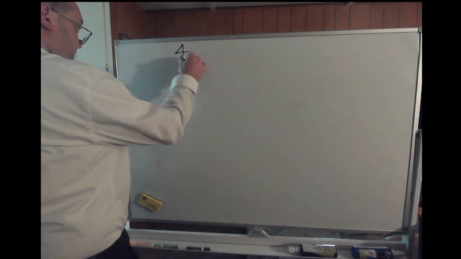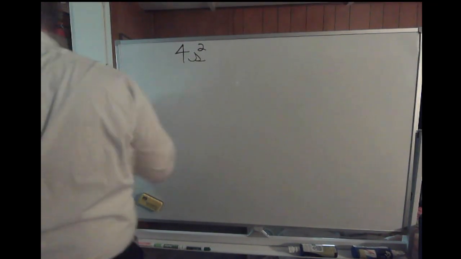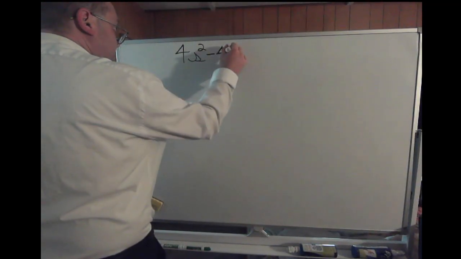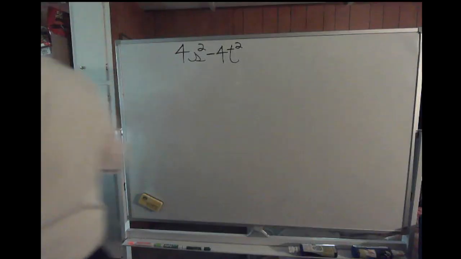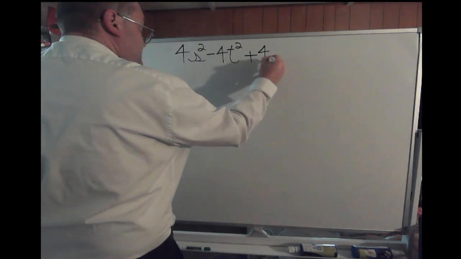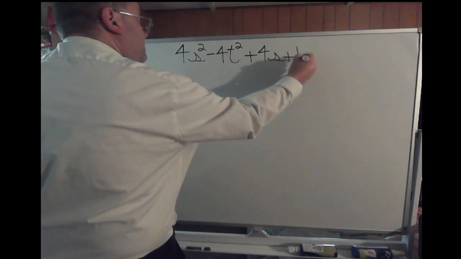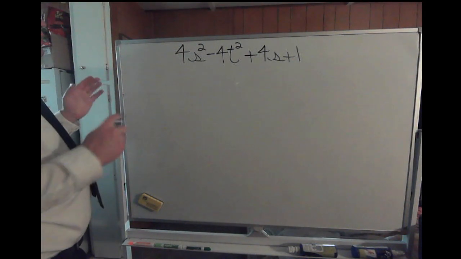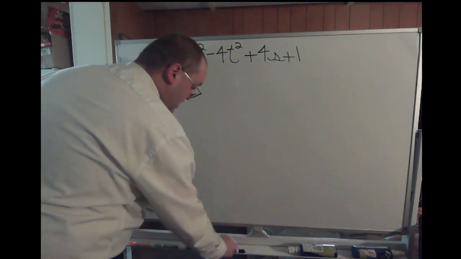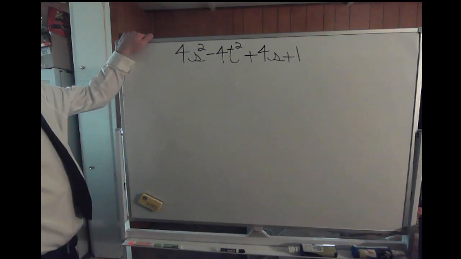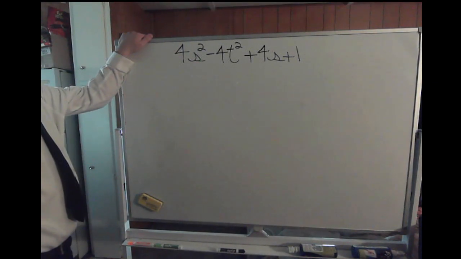All right. 4s squared minus 4t squared plus 4s plus 1. Okay. So, at first glance, this looks like a hot mess of how the heck are we going to factor this.